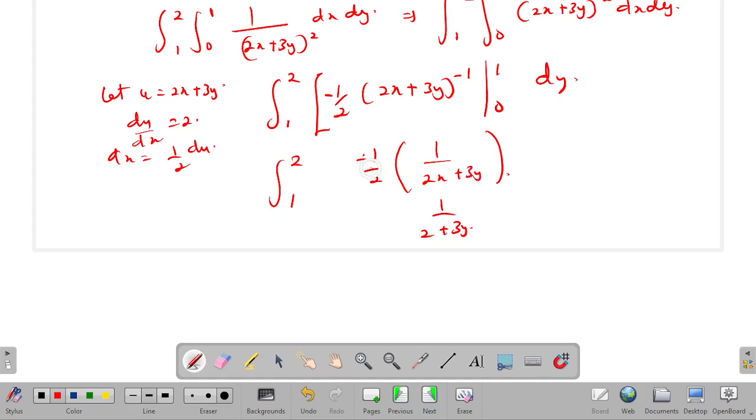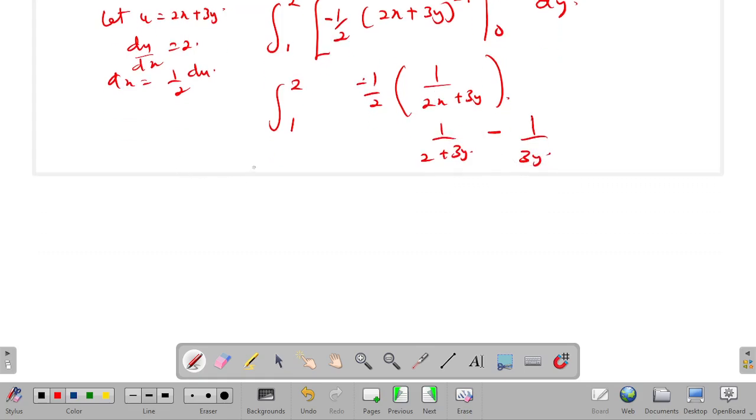Interesting. So if I push my negative half even out beyond my outer integral, I'll just keep this. So this minus, when x is 0, I have 1 over what? 3y. So let's rewrite our outer integral. Our outer integral then becomes negative half integral from 1 to 2 of the expression 1 over 2 plus 3y minus 1 over 3y dy.